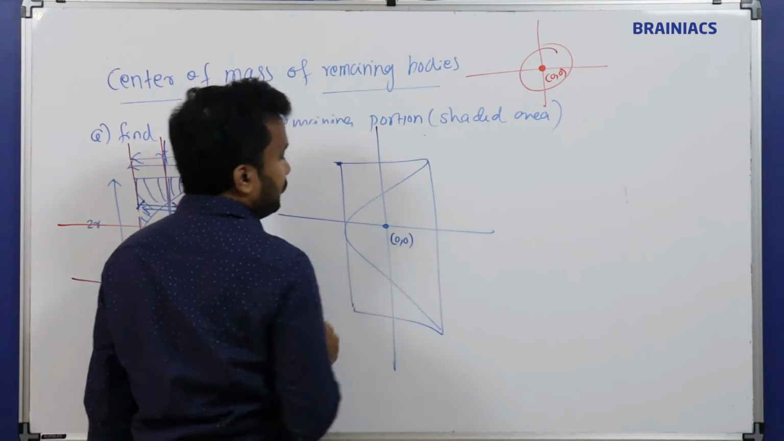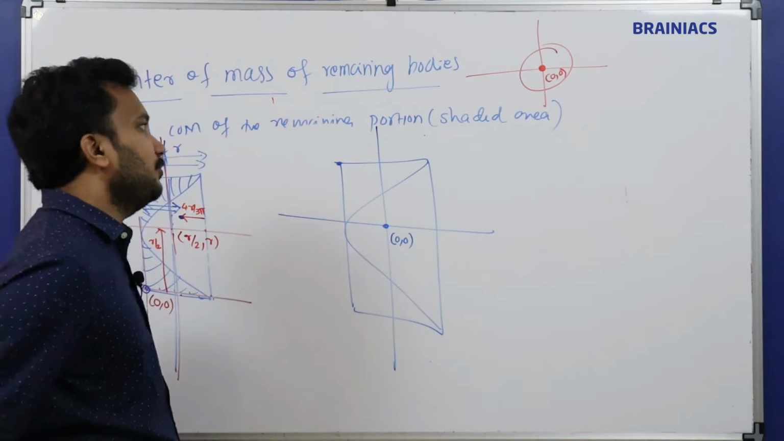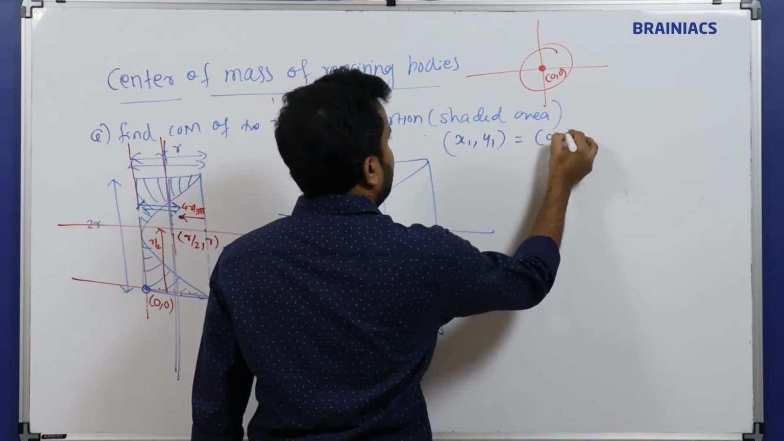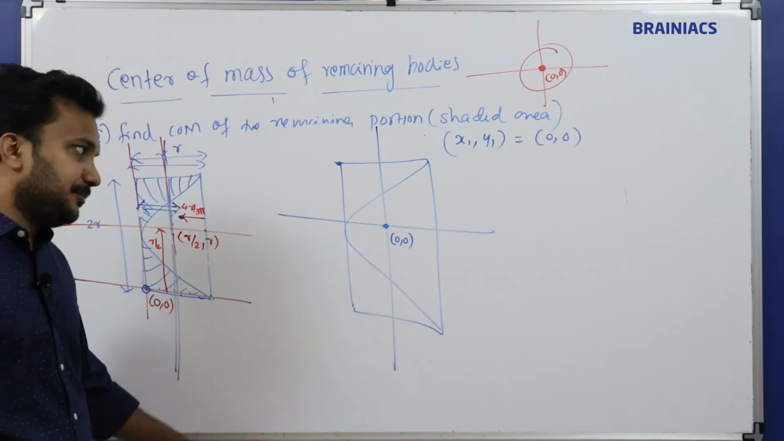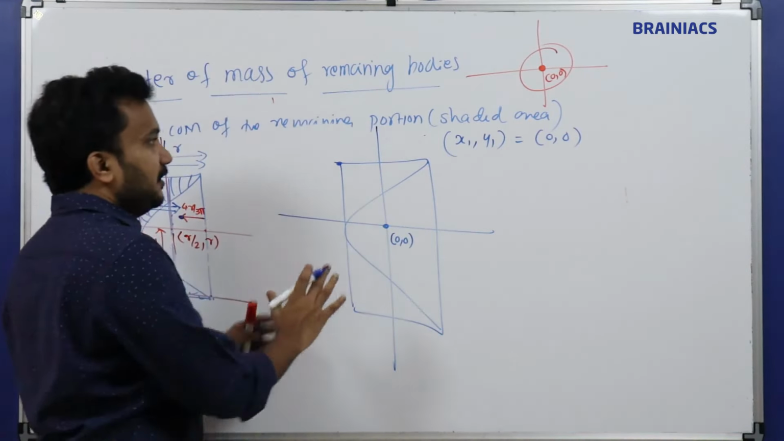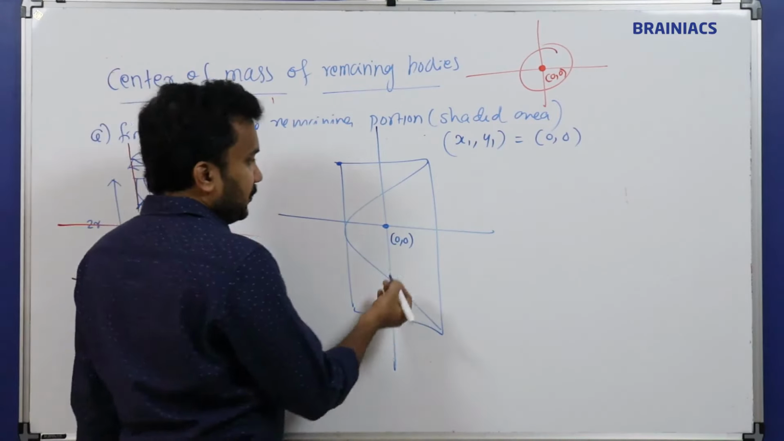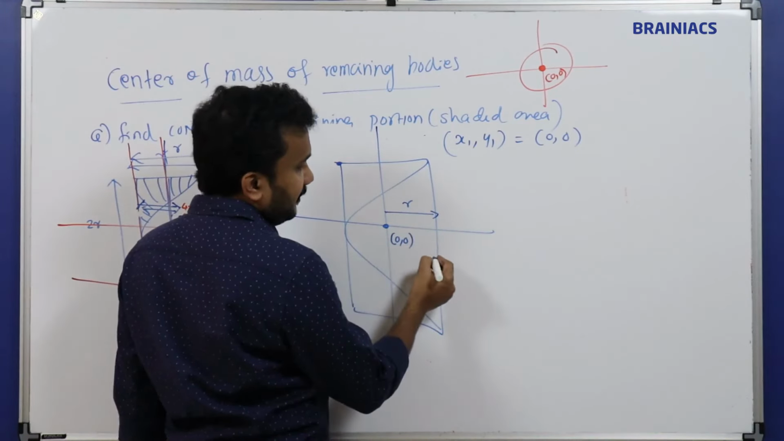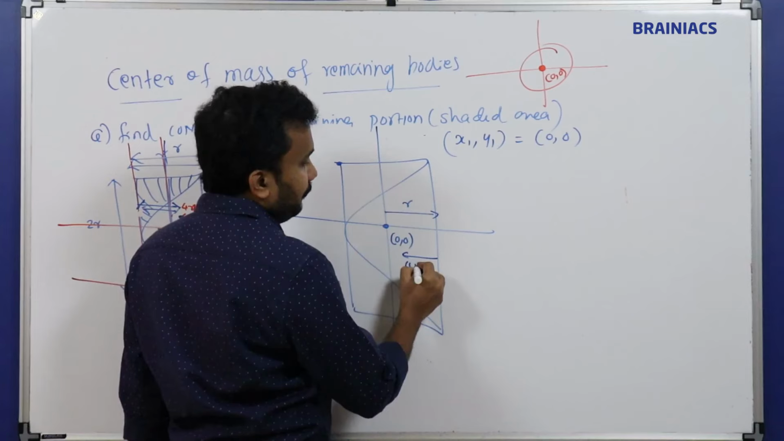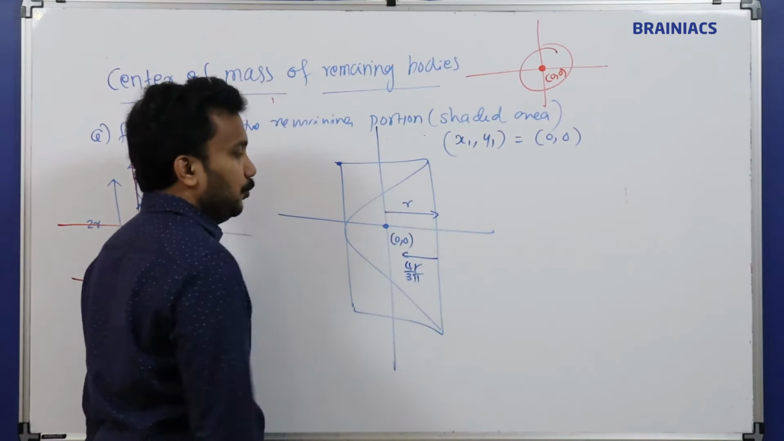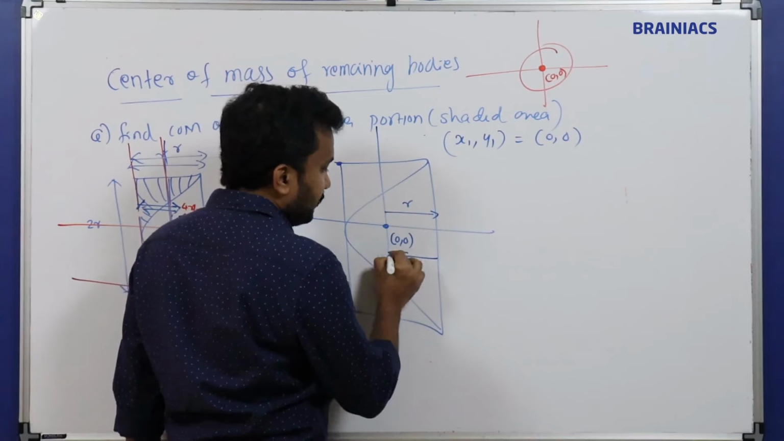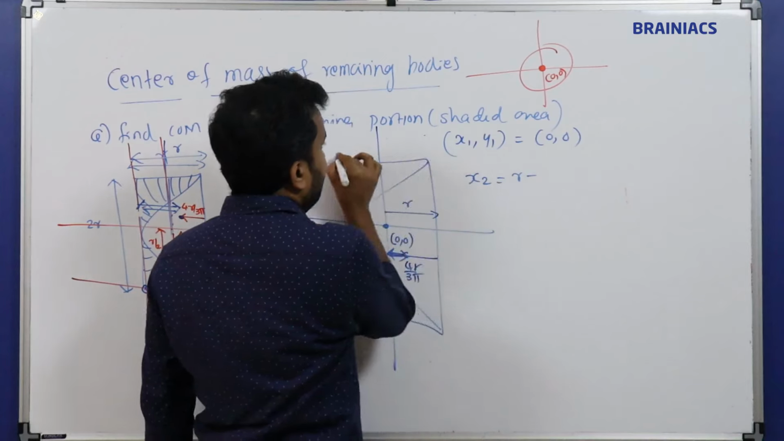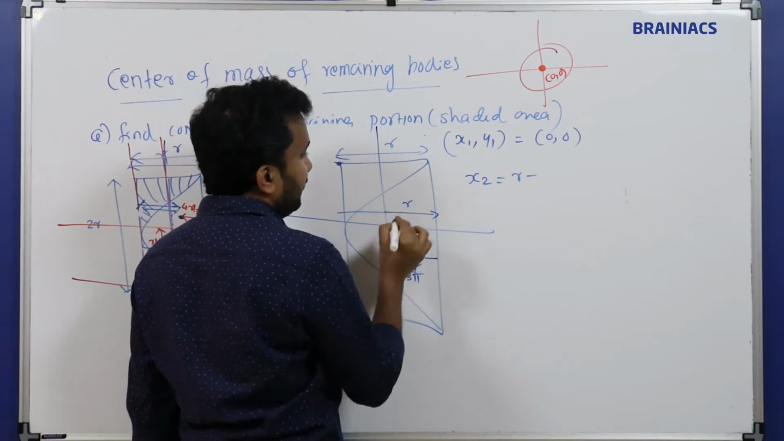So (0, 0). It's very clear that x1 and y1 are 0, 0. So this is clear. Areas A1 and A2 have no changes; that is already what we have seen in the previous step. But now we know this distance is r. As for the disk, how much have we removed? 4r by 3 pi we have removed. So we need to get this much distance over here. That is our x2. The total radius is given as r, right?